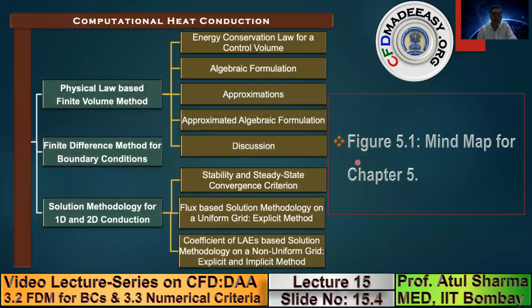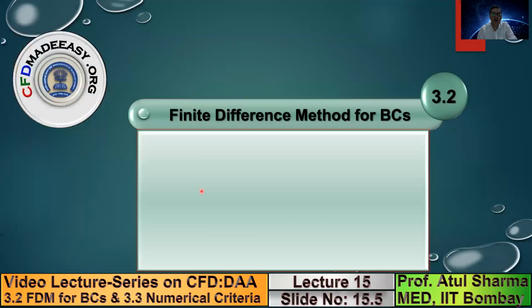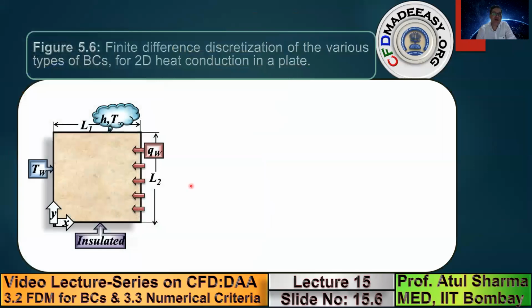This is the mind map corresponding to the book, and after completing the physical law-based finite volume method, in this lecture, the finite difference method for boundary condition and stability and steady-state convergence criteria will be presented. Let us start with finite difference method for boundary condition. As mentioned earlier, we do not have a finite volume method to derive the algebraic equations for the boundary grid points.